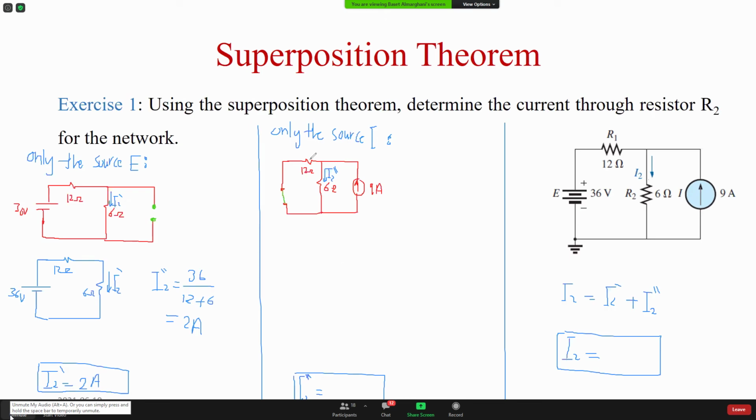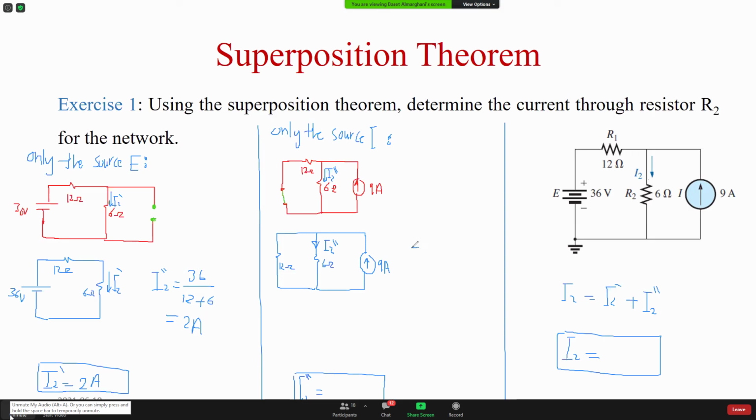I come to the second circuit. I'm gonna make it look nicer. 9 ampere, resistor here, and another resistor here. This is just 12. I can put it here in one branch. So this is 12 ohm. This is 6 ohm, and I want the current here. I2 double prime. Double prime because it's just to mention it's the second source.